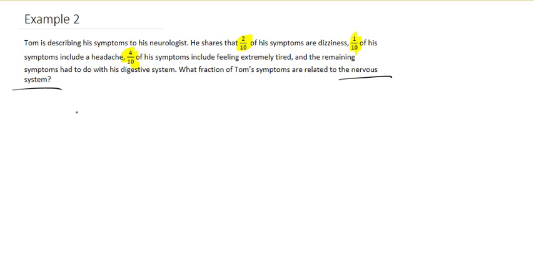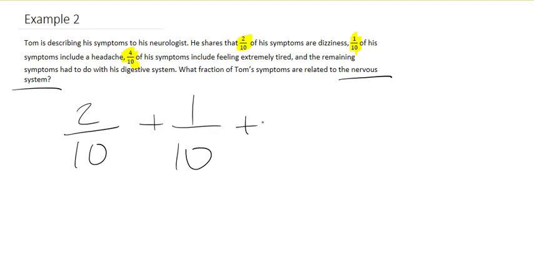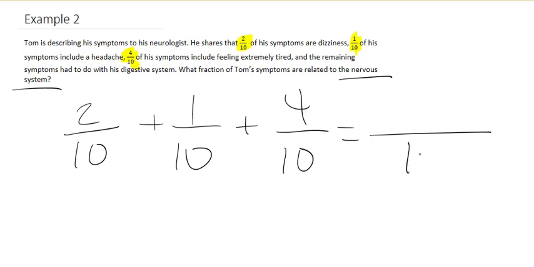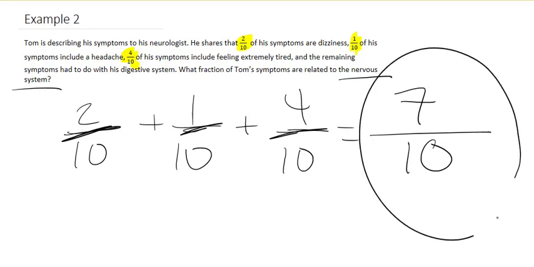So we have 2/10 plus 1/10 plus 4/10 is equal to, so when we look at this, we know that all the denominators, which is 10, are the same, and so we can just keep it as is. So we'll just put the 10 right here. Now we add up all the numerators. So 2 plus 1 is 3, plus 4 is 7. So we'll write 7. So 7/10 of Tom's symptoms are neurological.